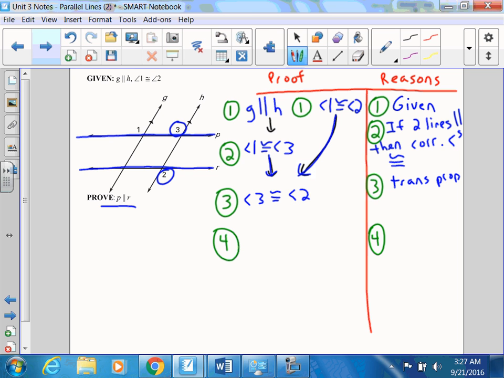Now that we know 2 and 3 are congruent, those 2 angles, we can assume that P is parallel to R. And our reason is, if alternate exterior angles are congruent, then 2 lines are parallel.